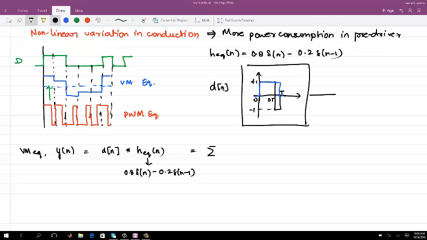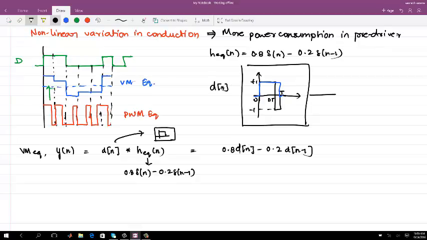so the convolution is with this, right? So you will have 0.8 times d of n minus 0.2 times d of n minus 1. This is a voltage mode equalization, right? Now, whatever I have written is in a form where I am only considering one single sample, d of n, that's 1 point. So you can say d of n goes through an NRZ pulse waveform, where it remains for 1 bit period.